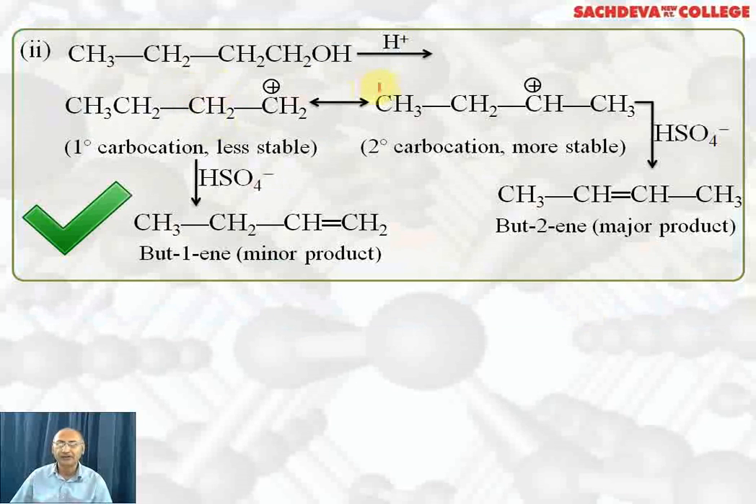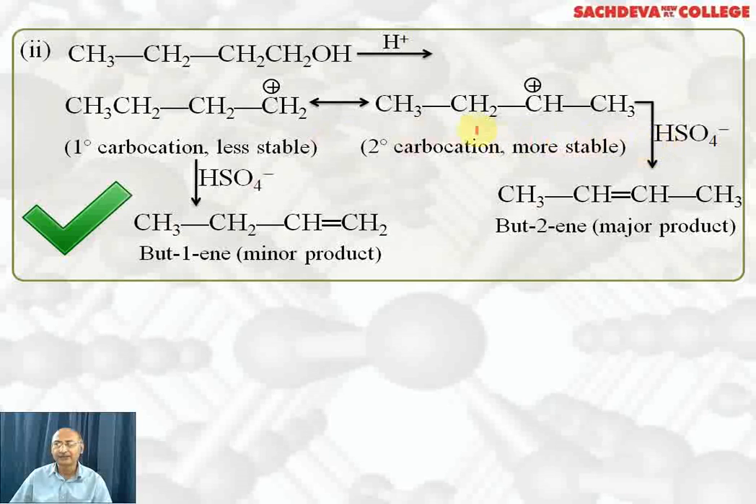Next we are taking 1-butanol when it reacts with H positive ion. Water is removed and we get a primary carbocation, which is less stable. It rearranges itself by hydride shift. H negative shifts from here to here. So we get a secondary carbocation, which is more stable.